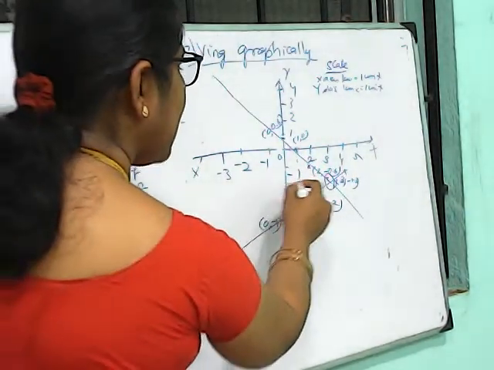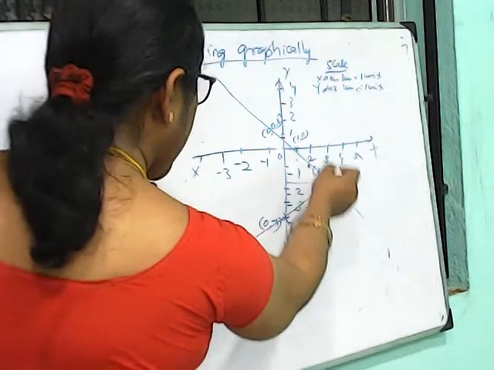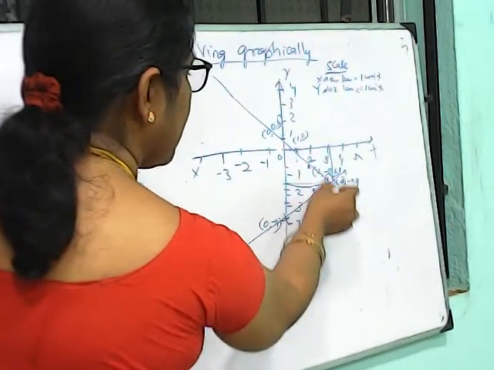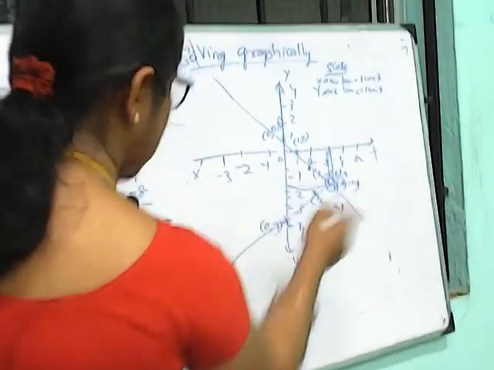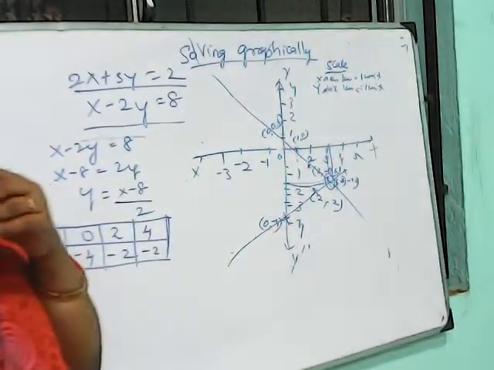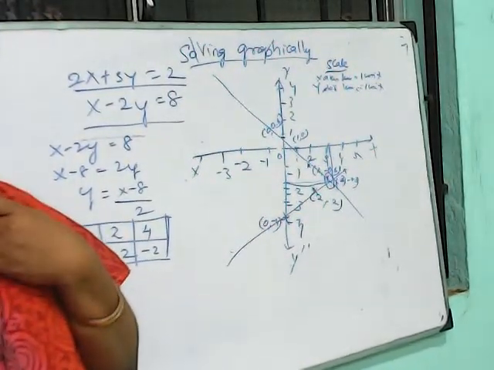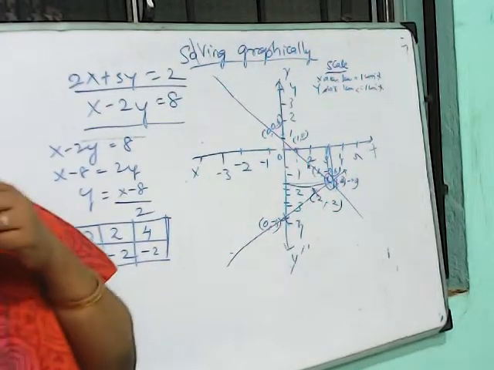Just approximately we can do it. So if you draw the graph properly, you will get a proper value. Take only that point and just write it as the point of intersection. That will be the value of x and y for you.